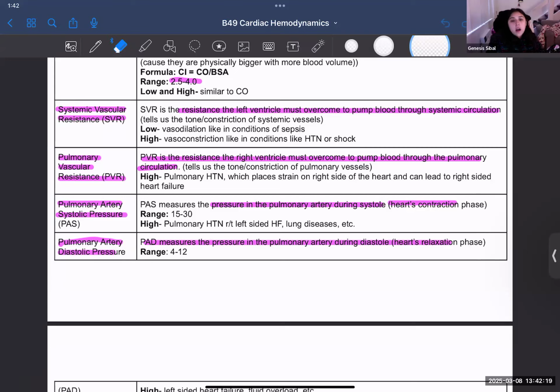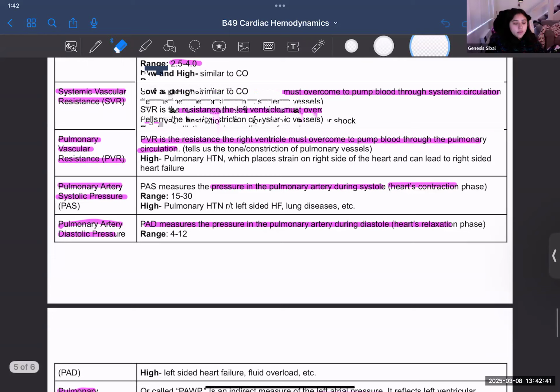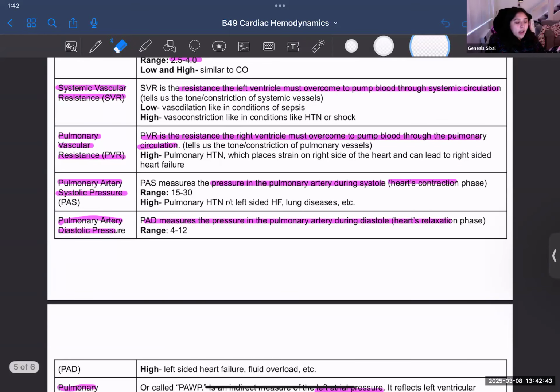Pulmonary vascular resistance. Okay, pulmonary, it's the same exact thing, vascular resistance. What part of the heart is going to have to work hard to pump blood to the lungs? Well, that's going to be your right ventricle, because it goes from your right ventricle to your pulmonic valve to the pulmonary arteries to the lungs. So that's why those are the differences there.